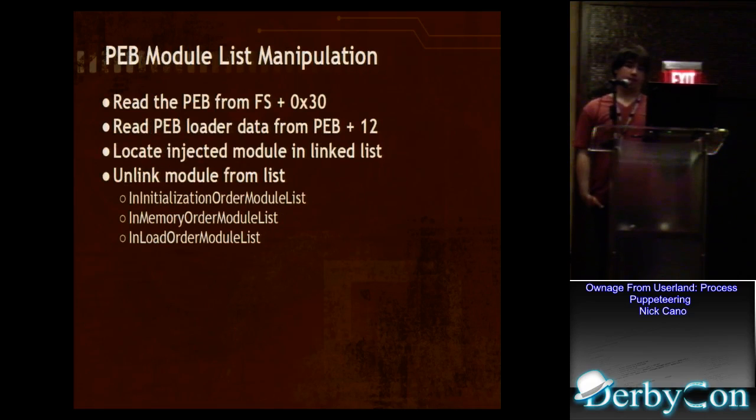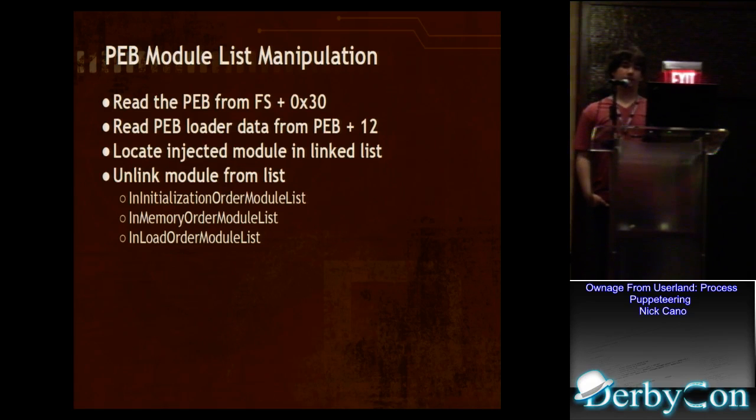So first you have the PEB module list manipulation, and the PEB is stored at FS plus 30. It's actually a child of the thread information block. And so we can read the PEB loader data, which is at the address of the PEB plus 12, and then it's going to have a list of all the modules in that process. It's going to have them stored in a linked list, so we're just going to unlink it.